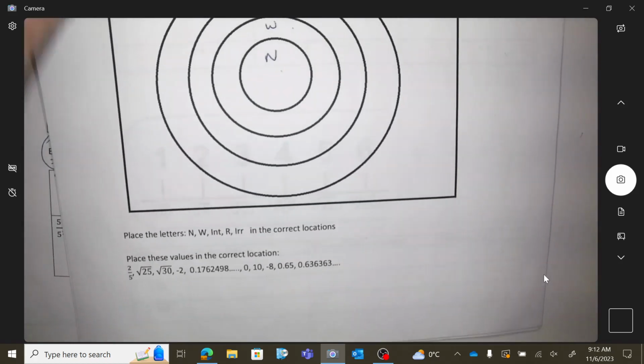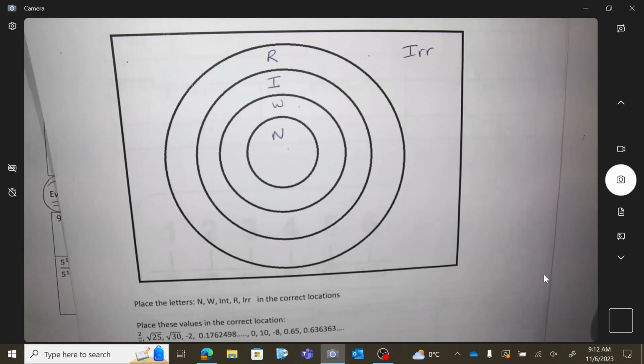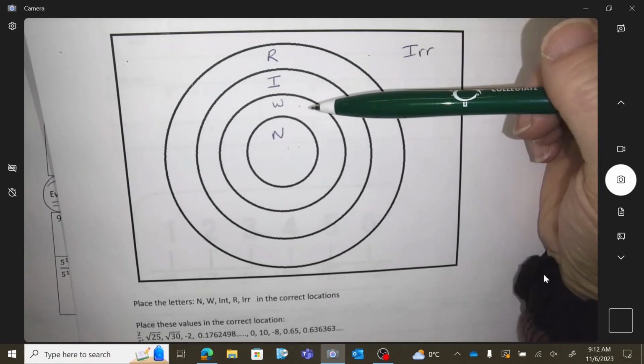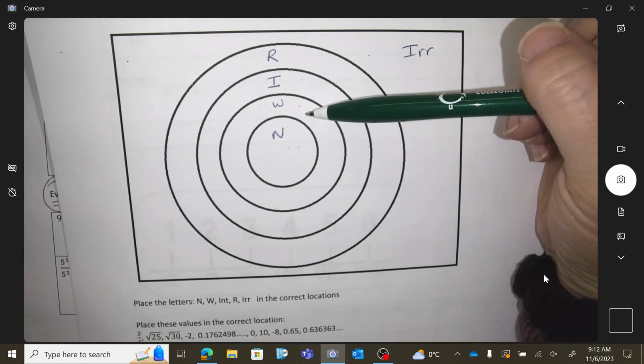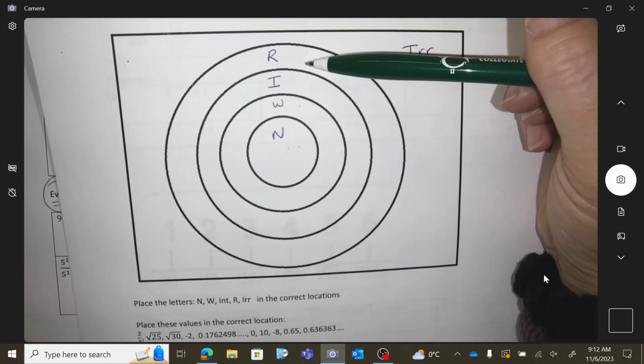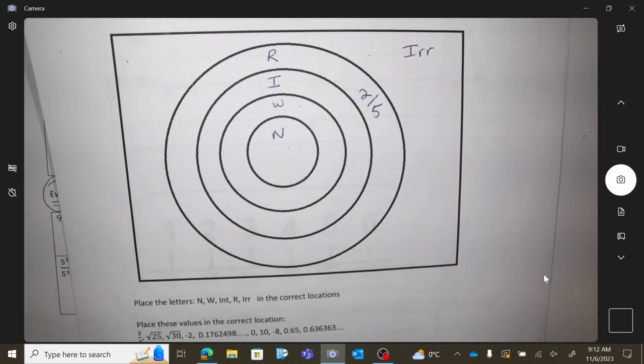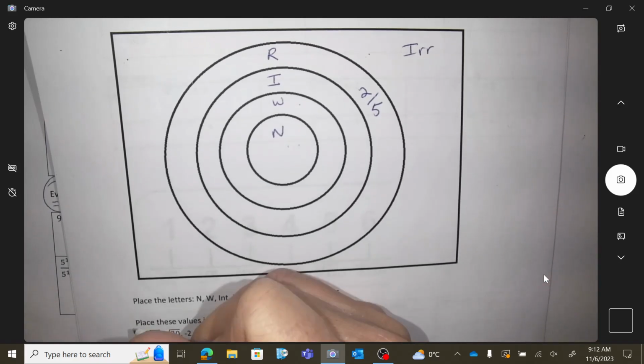Okay, here we go. Ready? 2/5. Where would you place 2/5? So is it natural? No. Is it a whole number? No. Would we call it an integer? No. Can it be a rational? Yes. 2/5, we can include fractions with rationals.